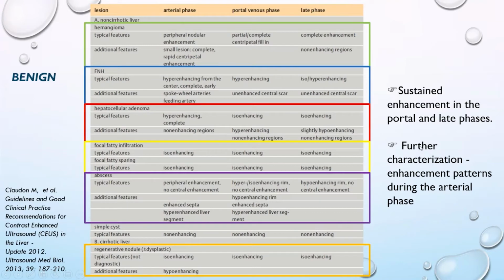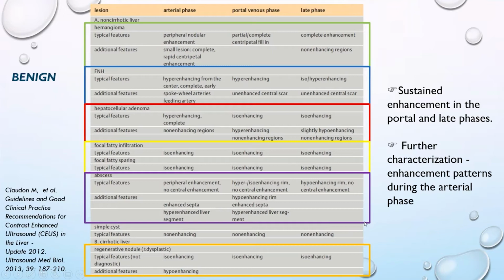Remember that we use the late phase in order to establish if the lesion that we are looking at is a benign one or a malignant one. Why? Because when we are talking of benign liver lesions, there is a sustained enhancement in the portal and late phase. So if you look here, you are going to see this.